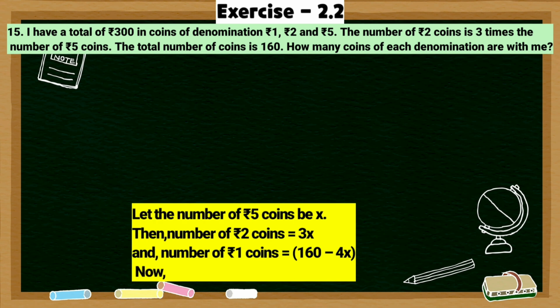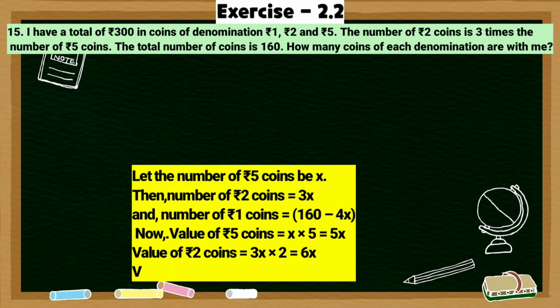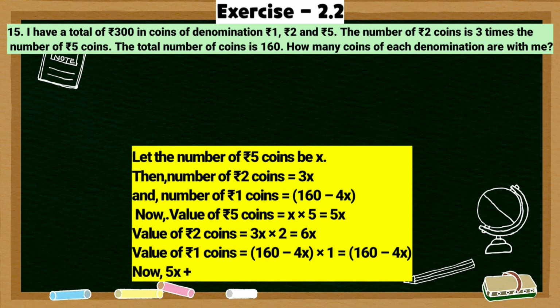Now the value of 5 rupees coins will be 5 multiplied by x, that is equal to 5x. Value of 2 rupees coins will be 2 multiplied by 3x, that is equal to 6x. And value of 1 rupee coins will be 1 multiplied by 160 minus 4x, that is equal to 160 minus 4x. Now their total is given as 300 rupees. So 5x plus 6x plus 160 minus 4x is equal to 300.